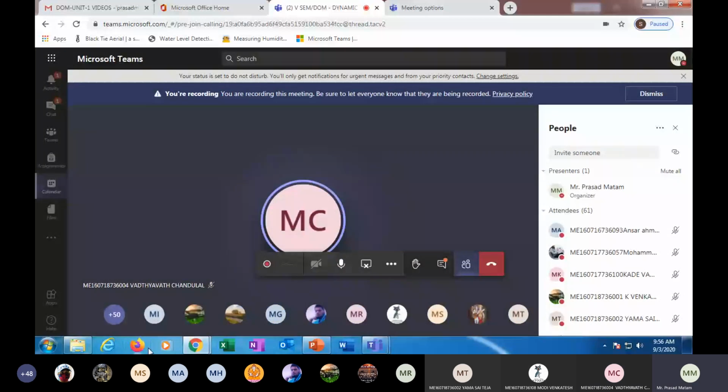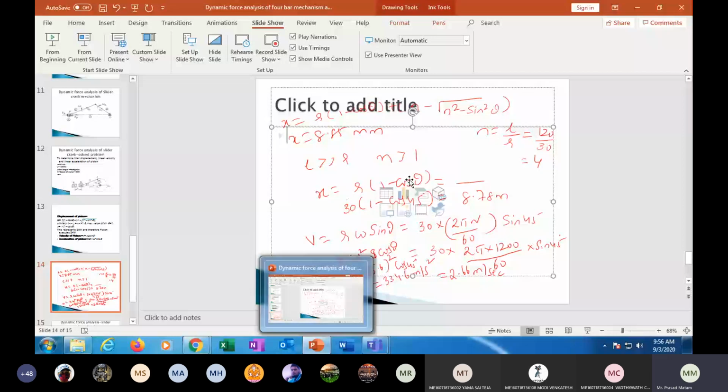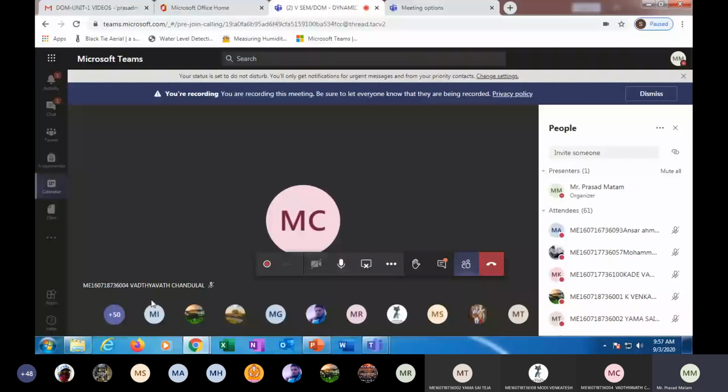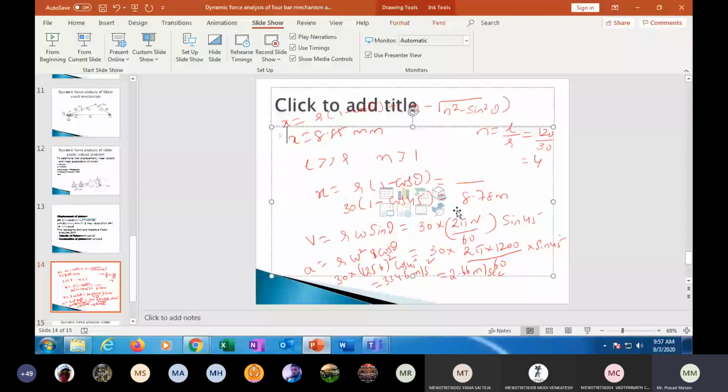So in this diagram, we have seen the static force analysis of the slider crank mechanism. We have found displacement x, velocity v, and acceleration a. Apart from this, what do we need to find? We need to find the forces acting on the connecting rod, F3, and the force acting on the slider, F2.